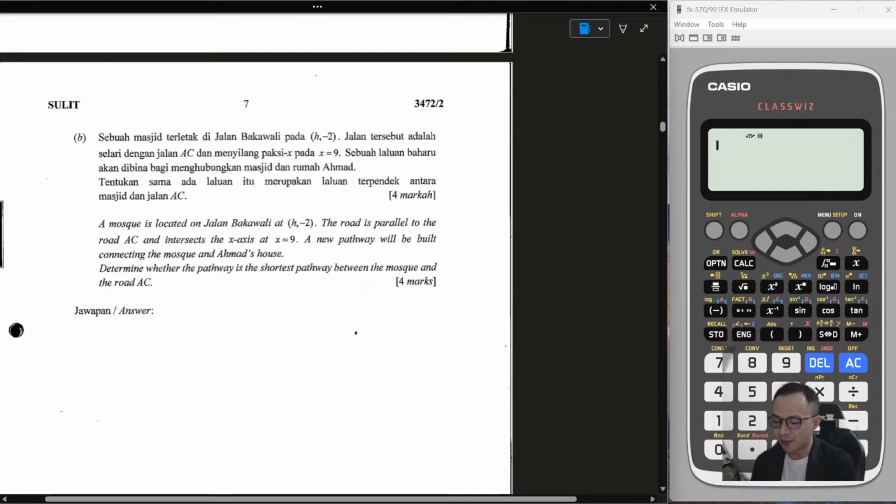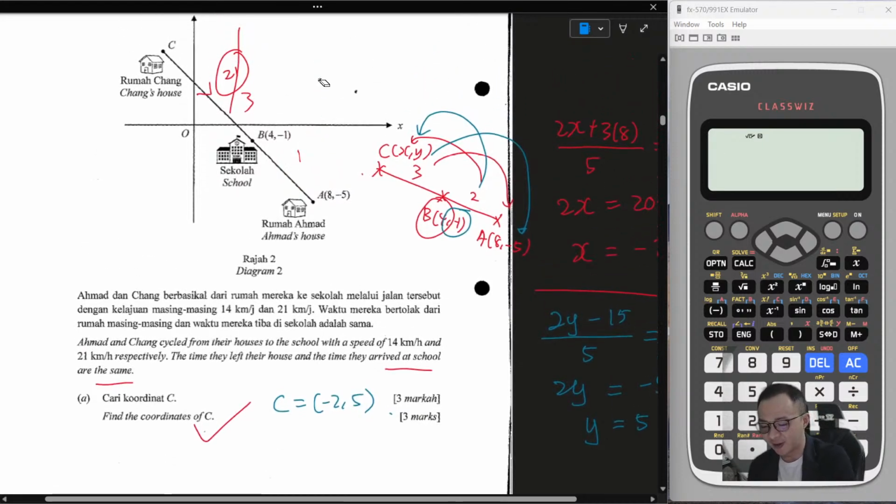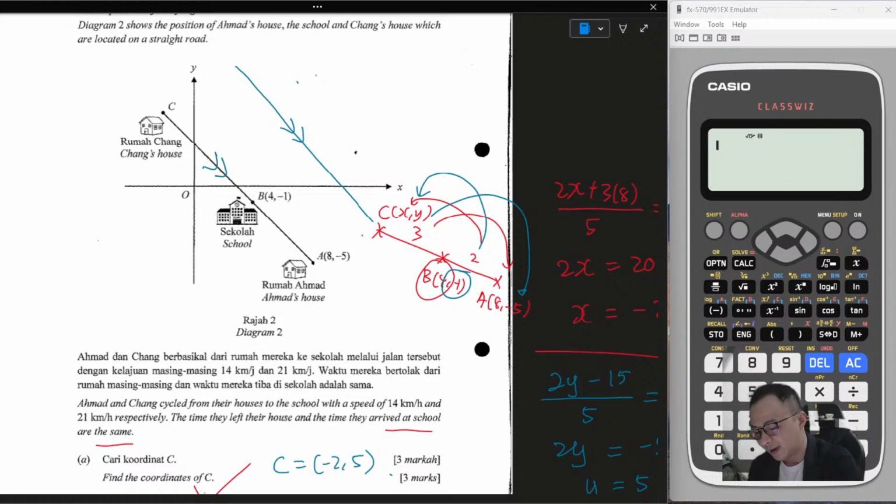Okay, then we have the moat located on the Jalan Pakawali at h and negative 1. So this route is parallel to the route AC and intersects the x-axis at 9. So you just imagine we have another route. This route is parallel to AC. They are parallel, and then they intersect the x-axis at 9.